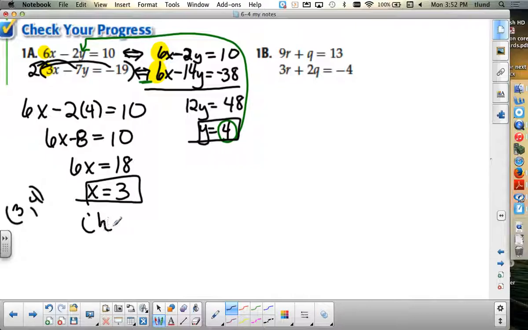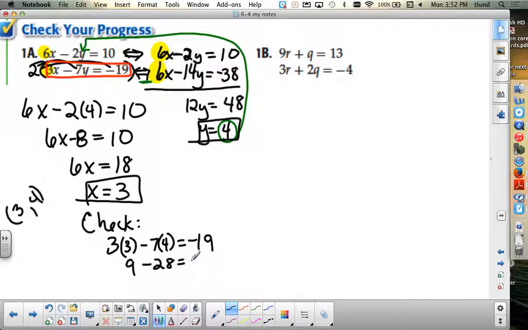And a check would show that that point actually does work in both equations. Here I've just found it in the top equation. I have to go back to the first original equation, not the one I made or created, but this very first original equation. The second original equation was 3 times x minus 7 times y is equal to negative 19. That's 9 minus 28 is equal to negative 19. 9 minus 28 is negative 19, and that equals negative 19.